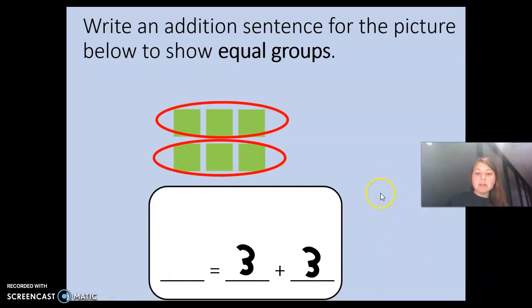So I'm going to fill in 3. So far I have 3 plus 3. But now if I look at the whole picture, there are 6 green squares total. So I'm going to fill in 6. I could make 2 equal groups. 3 plus 3 equals 6.